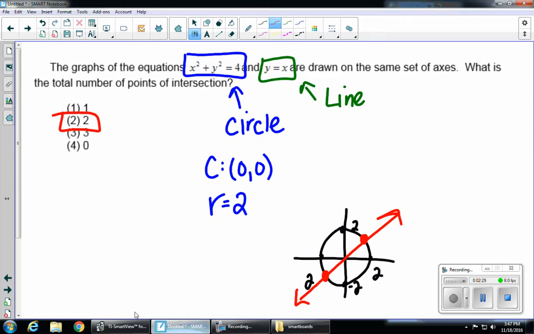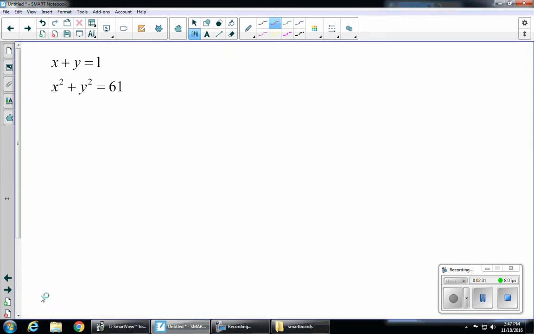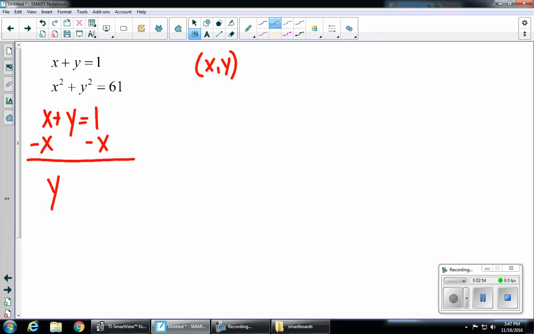Let's look at another question. This time, you're being asked to solve algebraically. So I need to solve for the system, which means I need an x comma y as my answer. The first thing I want to do is take my linear equation, x plus y equals 1, and solve it for either an x equals or a y equals. I'm going to subtract x from both sides. So I'm going to get y equals 1 minus x.